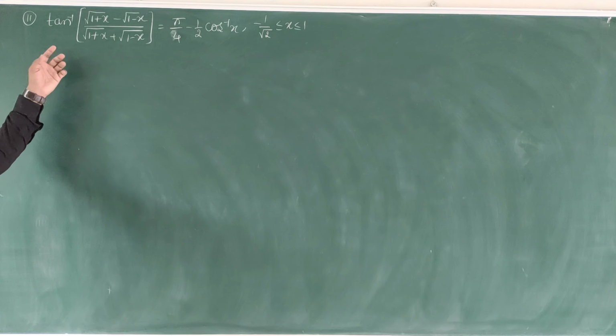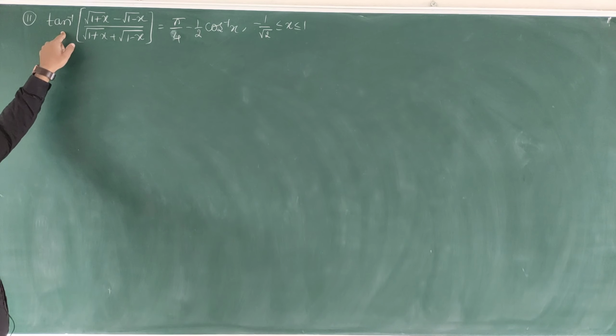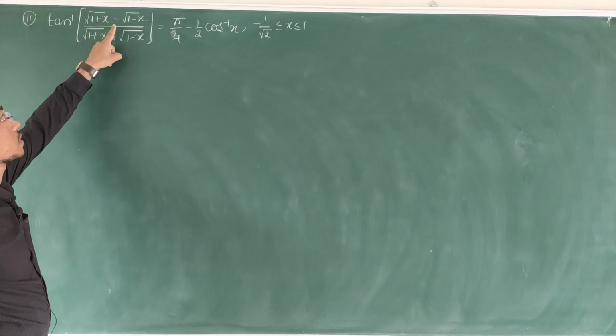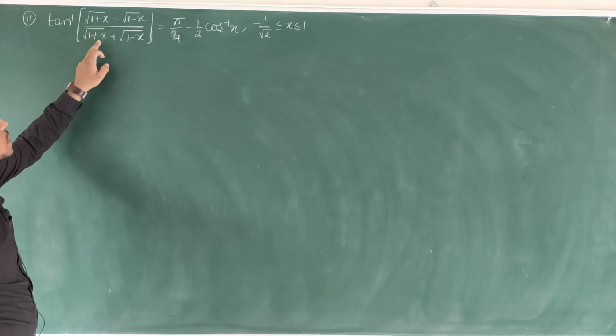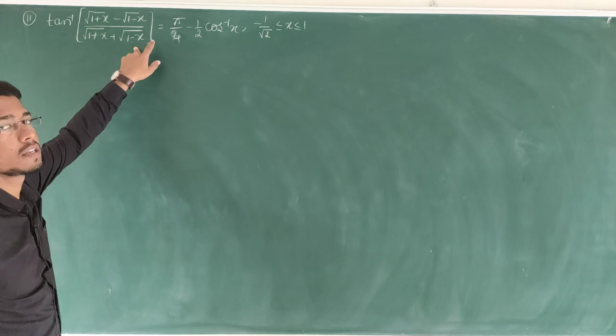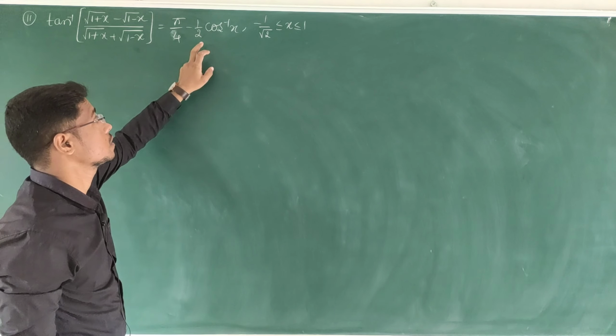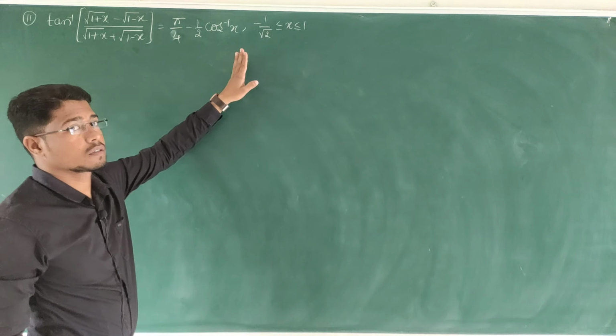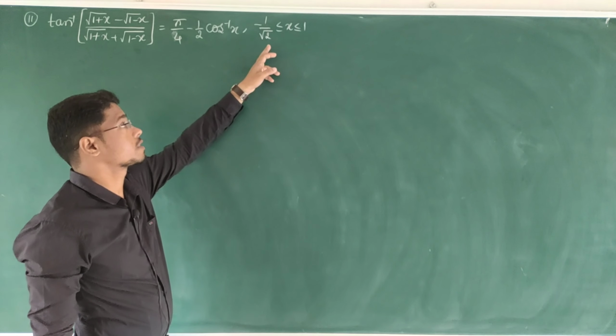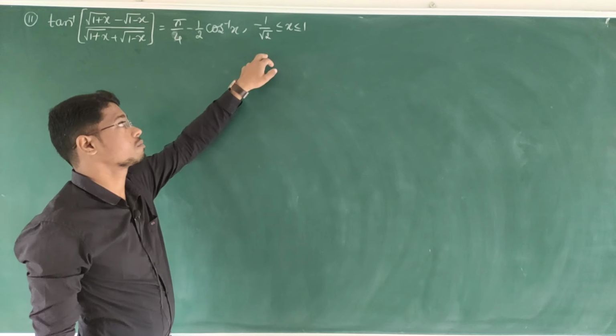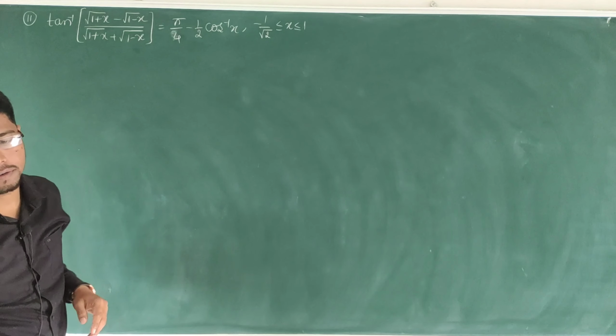Question number 11, prove that tan inverse of (root 1 plus x minus root 1 minus x) upon (root 1 plus x plus root 1 minus x) is equal to pi by 4 minus 1 by 2 cos inverse of x, where x is greater than or equal to minus 1 by 2, less than or equal to 1.